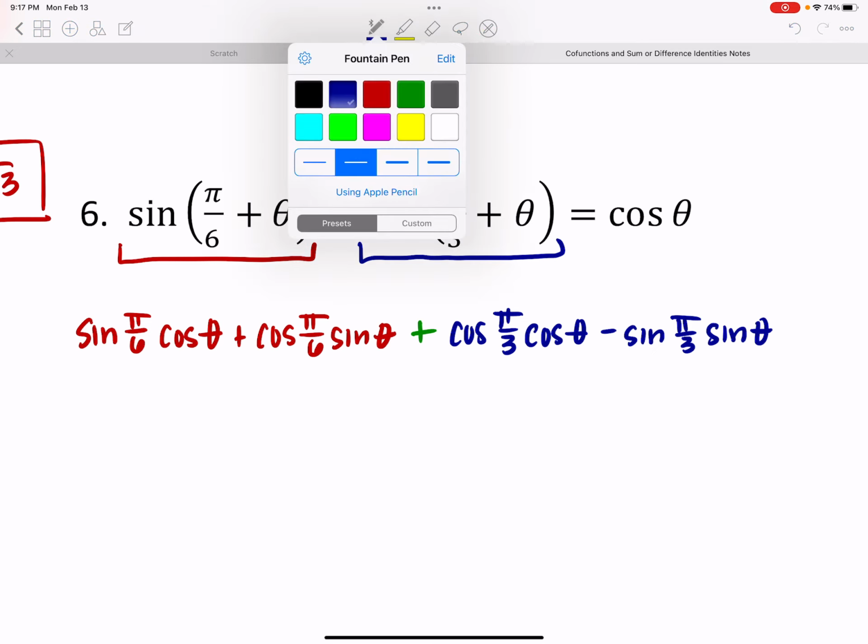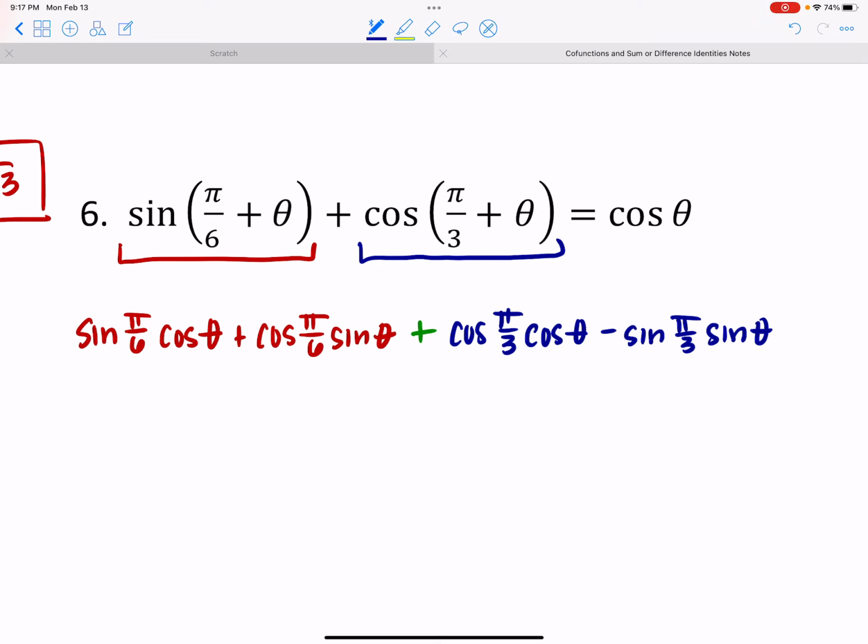So pi over 6, 1/6 of the pi, that's 30 degrees. Pi over 3, that's 2/6 of the pi. So that's going to be our 60 degrees. So 30 degrees intersects the unit circle at radical 3 over 2 and 1 over 2. 60 degrees intersects the unit circle at 1 over 2, radical 3 over 2.